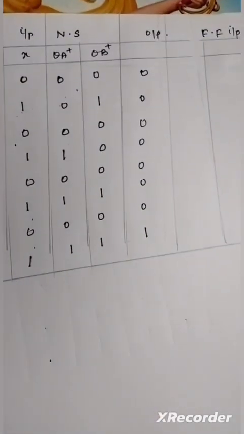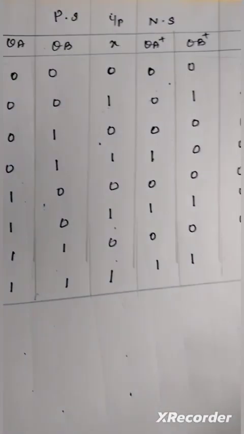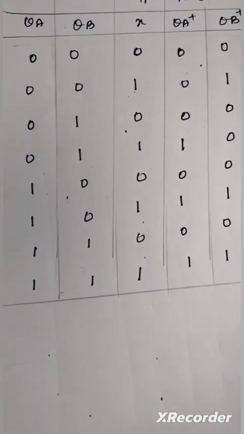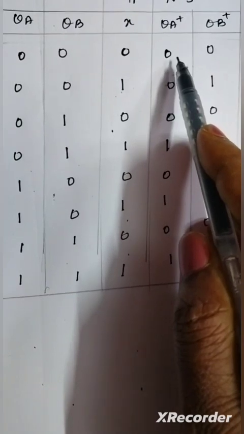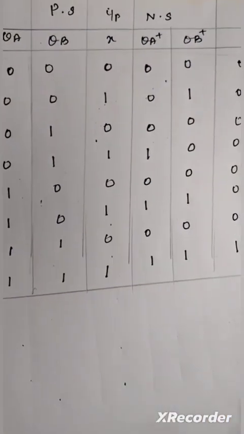Now I'm going to use the D flip-flop. So I'm writing DA, DB. I'm going to use a D flip-flop and I'm going to design the circuit. Which circuit? Synchronous sequential circuit for the sequence detector problem. So if QA is 0 and QA plus is 0, what is the answer for DA? Answer is 0. So we are going to use the excitation table.